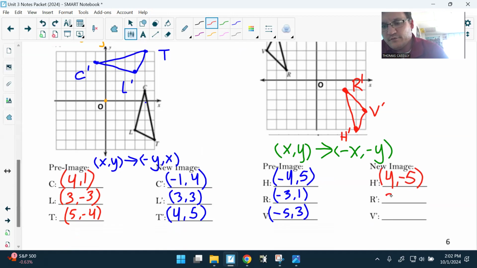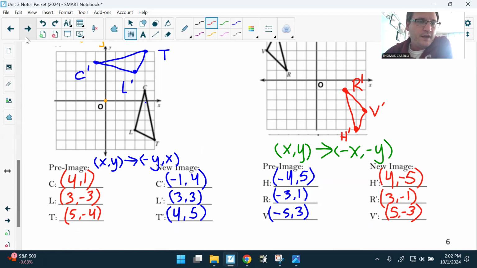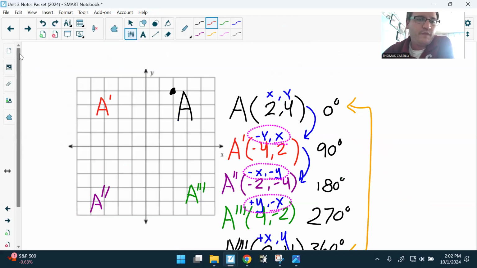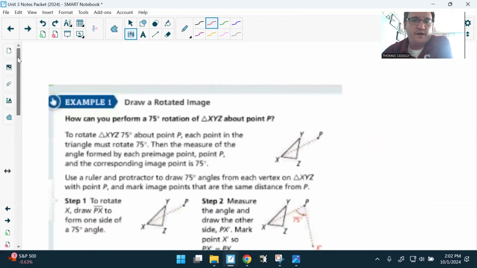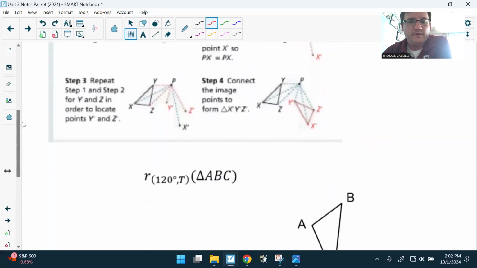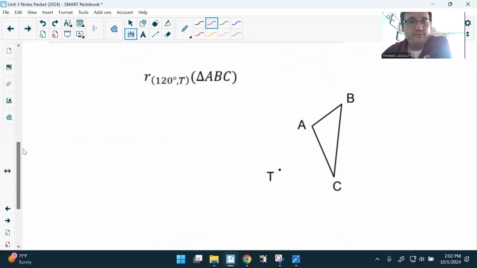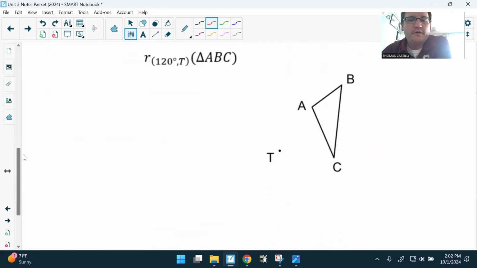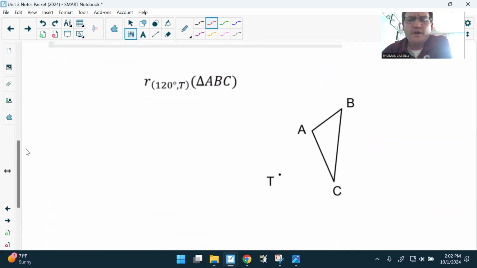We have a positive 3, negative 1. And then the last one is positive 5, negative 3, which matches up with our ordered pairs when we physically spun the piece of paper around. And that's what rotations are. Now, on the next page, we're not going to do this just because I need a protractor. It'd just be a lot easier to show you in person. But again, I did mention this previously on the last page.